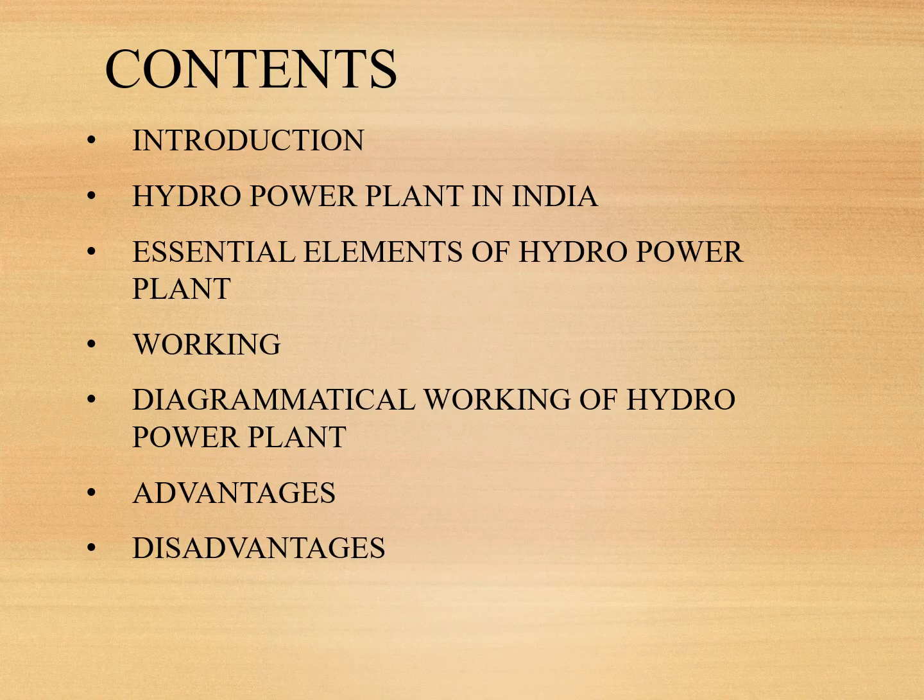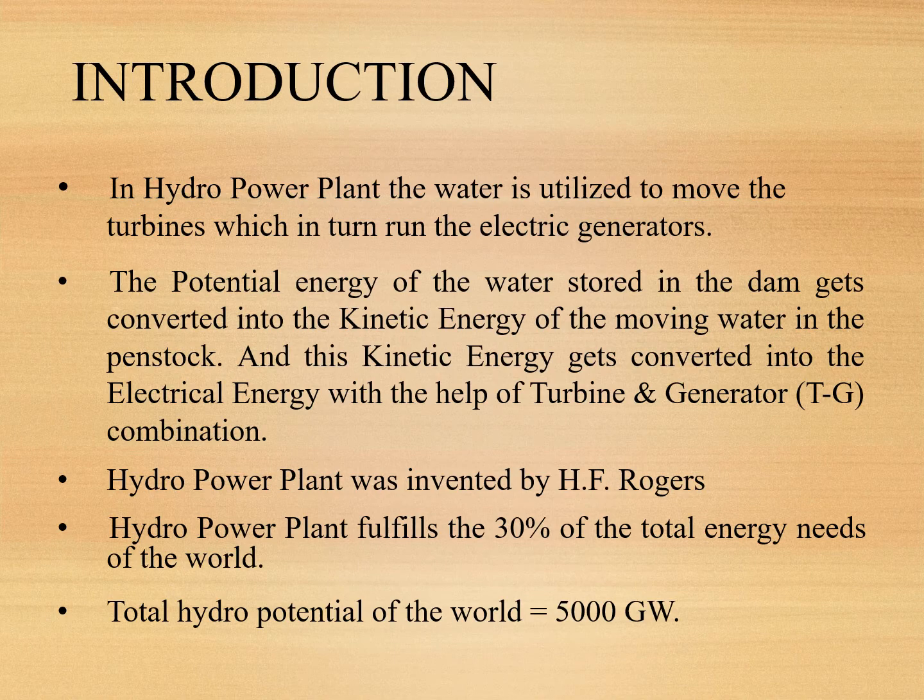In this session, we are going to discuss some of the content. There are seven contents. One is the introduction, and we are going to see the hydropower plant in India, the essential elements of hydropower plants, the working principle of hydropower plants, the diagrammatic working principle of hydropower plants, and the advantages and disadvantages of hydropower plants. Coming to the introduction part, we can discuss what a hydropower plant is and what the use of a hydropower plant is.